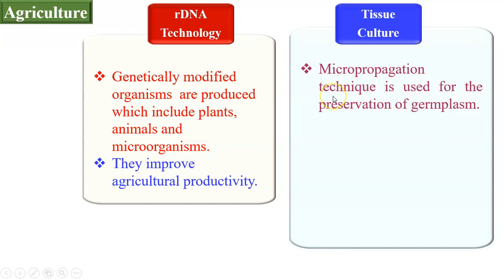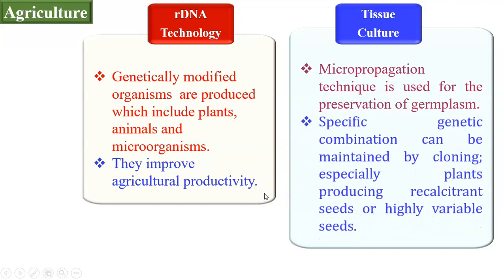This technique is commonly used especially for preservation of germ plasm, and it becomes necessary to preserve the germ plasm especially in the plants which produce recalcitrant seeds, the seeds which have very low humidity and therefore on storage they lose their viability. They cannot be used for propagation, or those seeds which are highly variable. For them, in those cases, micropropagation is the best technique available in biotechnology.